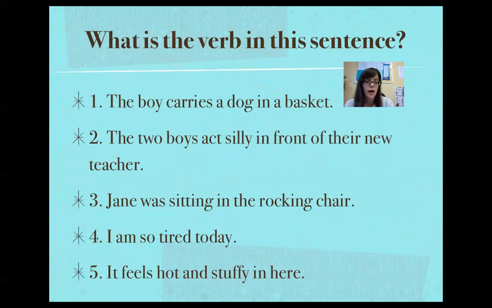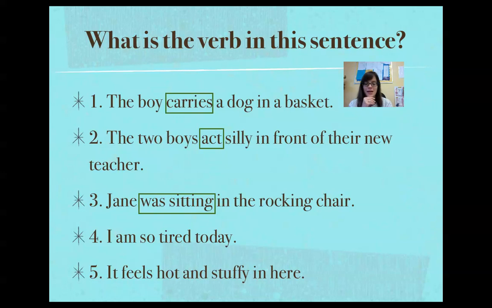All right, so let's take a look and check how we did. So number 1, the boy carries a dog in a basket. You should have picked as your verb carries. Okay, that's the action. The boy is carrying. That's what he's doing. All right, for number 2, we should have picked act. So the two boys are acting silly. That is their action. Number 3, Jane was sitting. We should have picked was sitting. Okay, that's a verb phrase there. So it tells us that she was sitting.